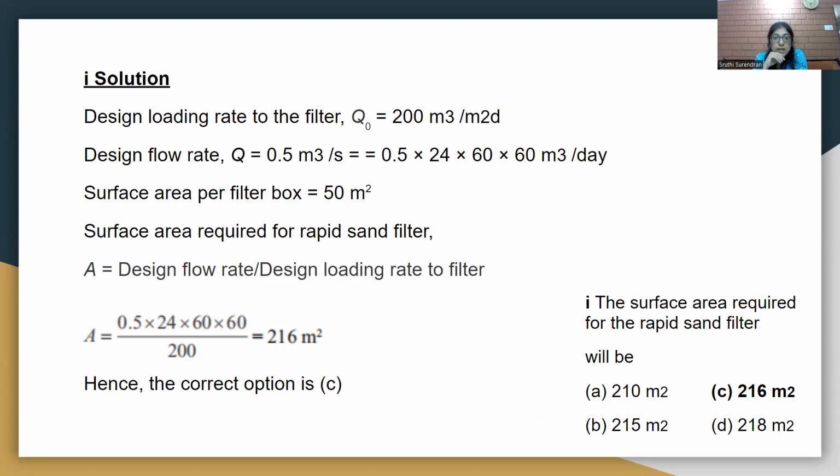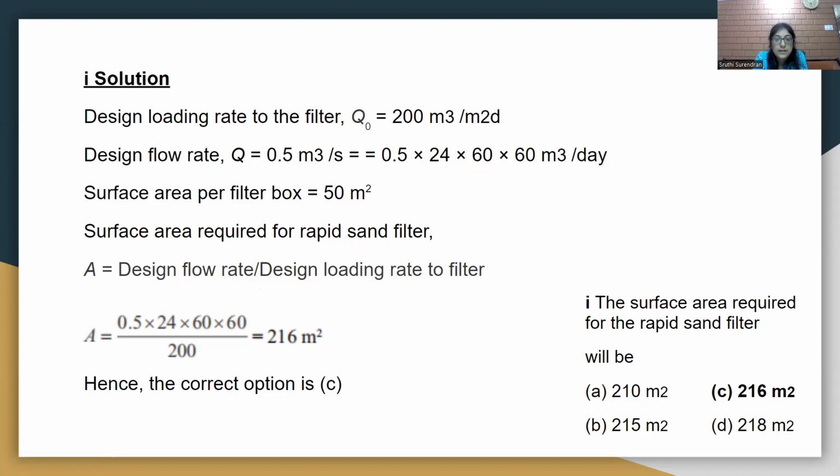Okay, so the design loading rate given here is 200 meter cube per meter square day, and the flow rate is also given. Since it is given in meter cube per second, when we convert it to meter cube per day, we will get a particular value. Surface area per filter box is 50 meters square. They have asked for the surface area required for rapid sand filters. So when we divide the design flow rate, 0.5 converted, by the design loading rate, we will get a value in area, that is the design surface area required for the rapid sand filters.